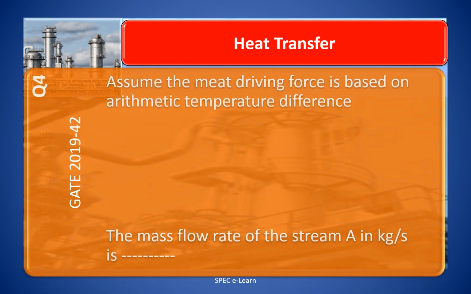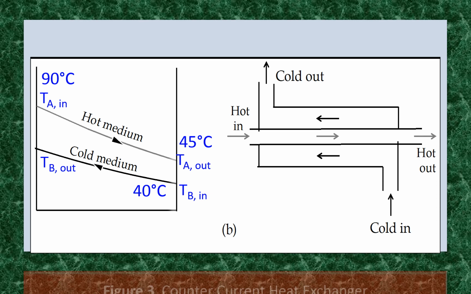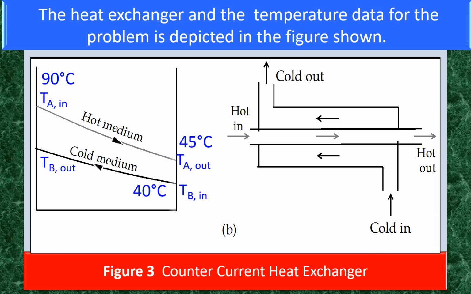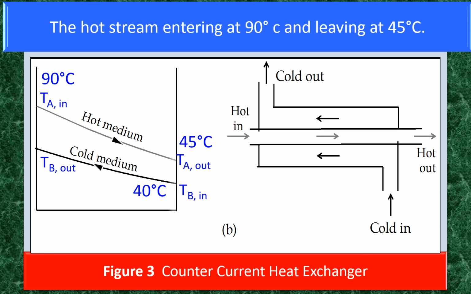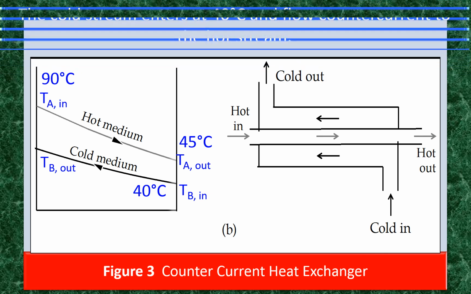Assume the mean driving force is based on arithmetic temperature difference delta T AMTD, which equals (TA in plus TA out) by 2 minus (TB in plus TB out) by 2. The mass flow rate of the stream A in kg per second is the heat exchanger, and the temperature data for the problem is depicted in the figure shown. The hot stream enters at 90 degrees centigrade and is leaving at 45 degrees centigrade.